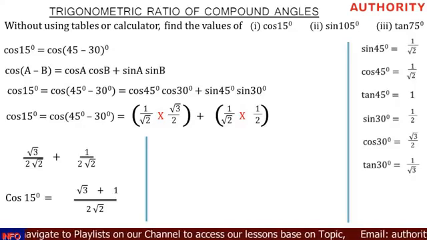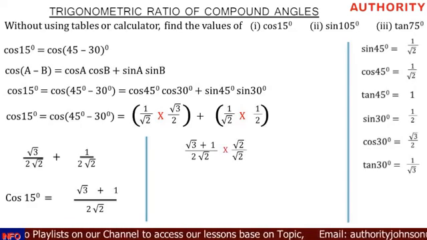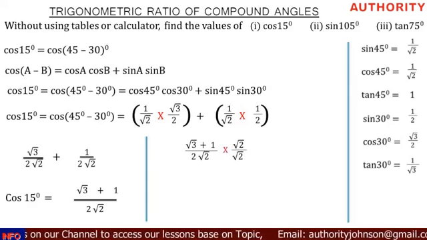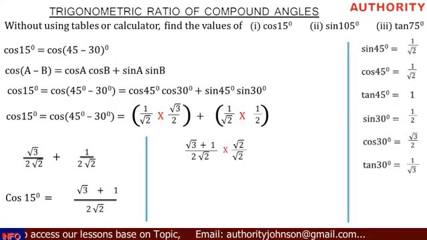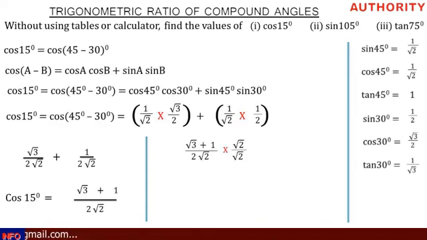Now let's go. We're going to say (√3 + 1) all over 2√2 times √2 all over √2. But you discover that √2 all over √2 is equal to 1. So 1 times our expression, it remains the same. Is that not true? Yes. Now let's multiply.